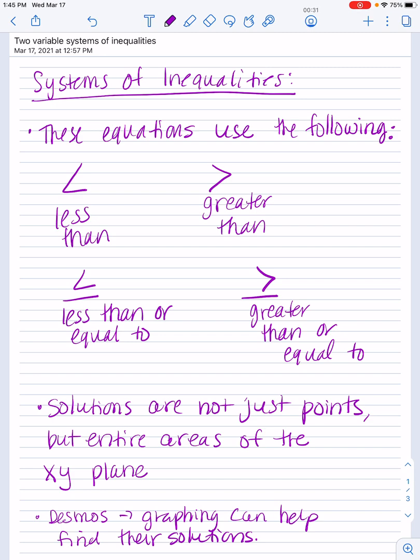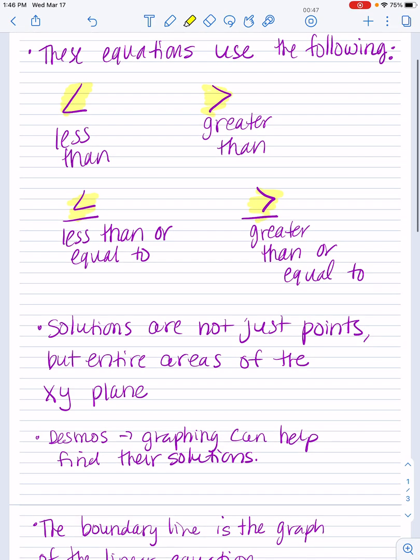solutions of inequalities. And really what that means is that you're going to be using these signs: less than, greater than, or less than or equal to, or greater than or equal to. These are the signs that you will see. Solutions are not just points anymore. When you were solving problems that just had the equal sign in them, you were just solving for points. When we're doing inequalities, we're going to be talking about entire areas of an XY plane.